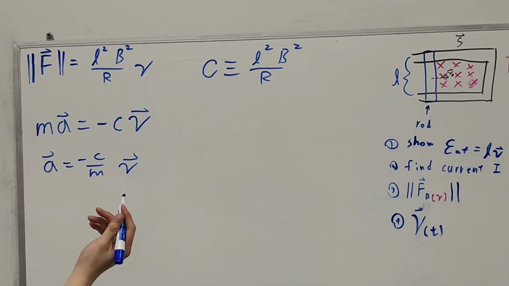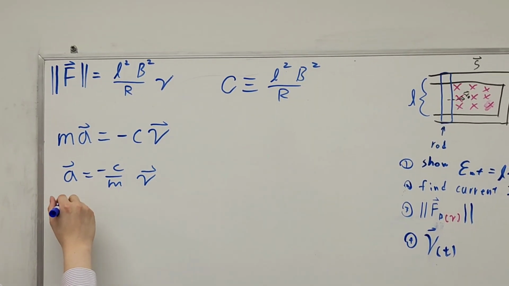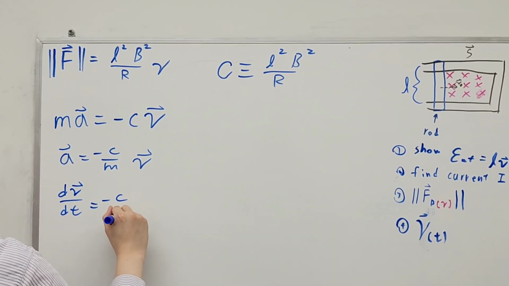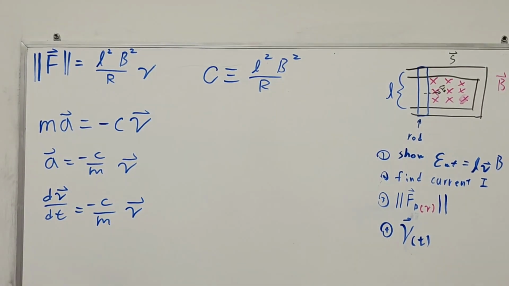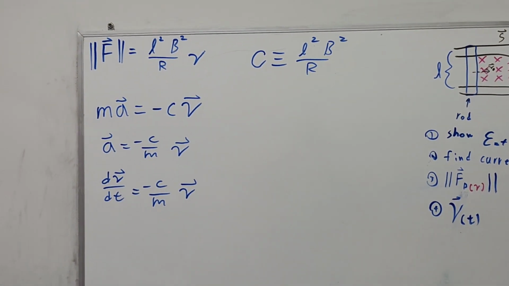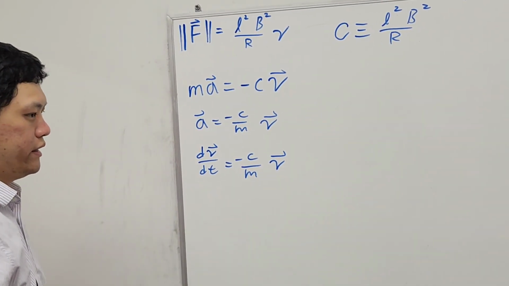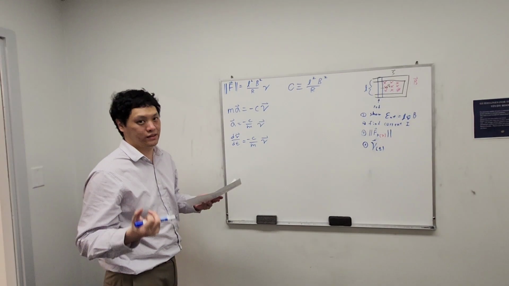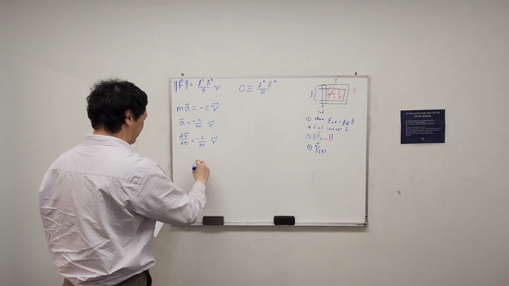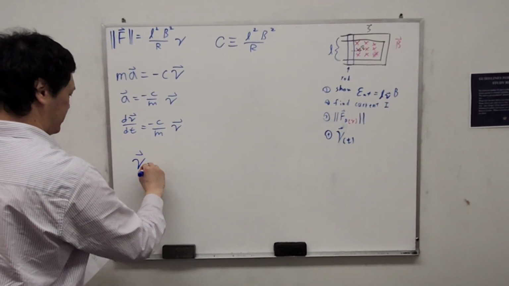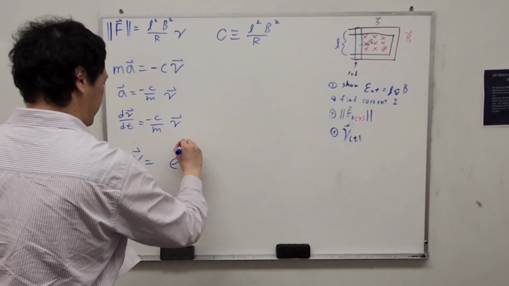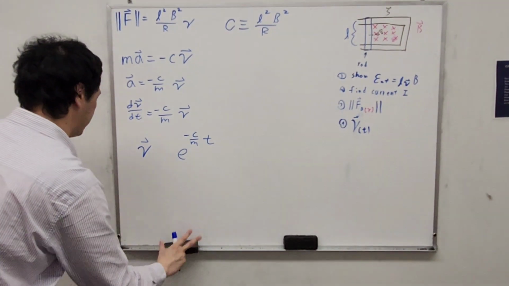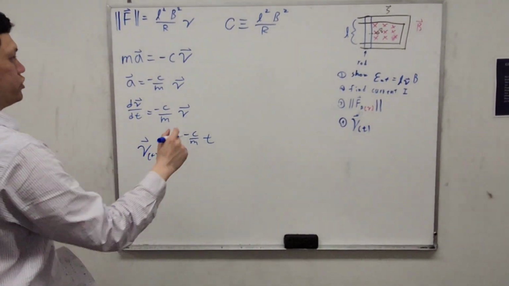Okay, and we know acceleration by definition is the derivative of the velocity. So we have dv/dt equal to negative C over m times velocity. So now we have a differential equation. I'm going to use the guess and check method to solve this differential equation. I'm going to guess an exponential function because the exponential's derivative is itself. So I'm going to take a guess that velocity is e to the negative C over m times time. So this is my guess here, velocity as a function of time. And now I go to check.